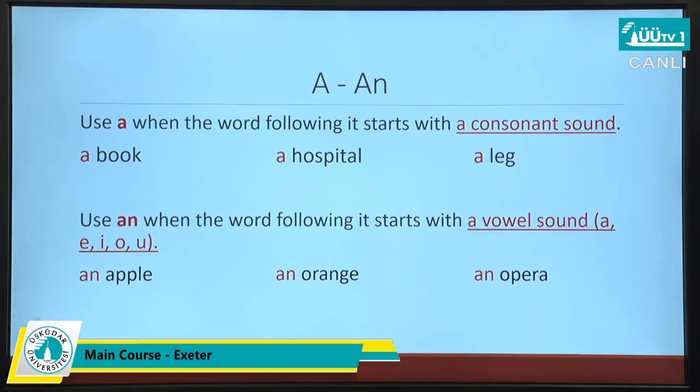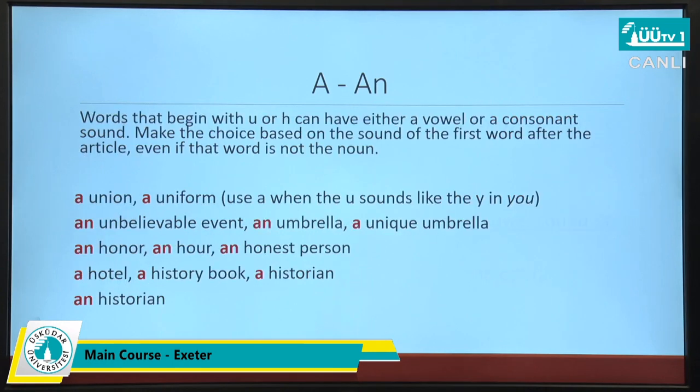But we use an when the word following starts with a vowel sound. Vowel means that a, e, i, o, or u. Okay? An apple, an orange, or an opera. But we have an exception. Always we have an exception in the English language, because language is something that is alive, so we always have exceptions here, like in this a or an.